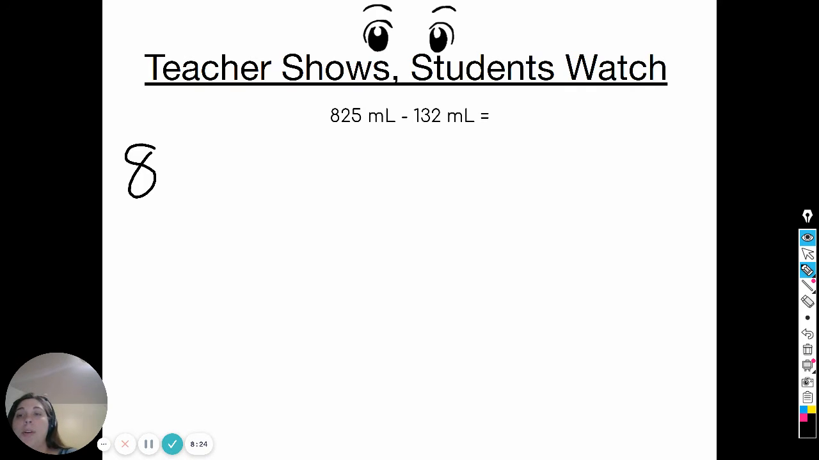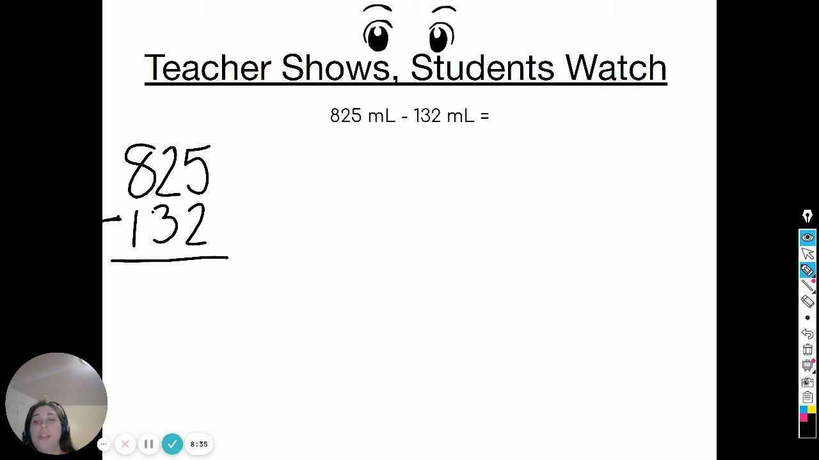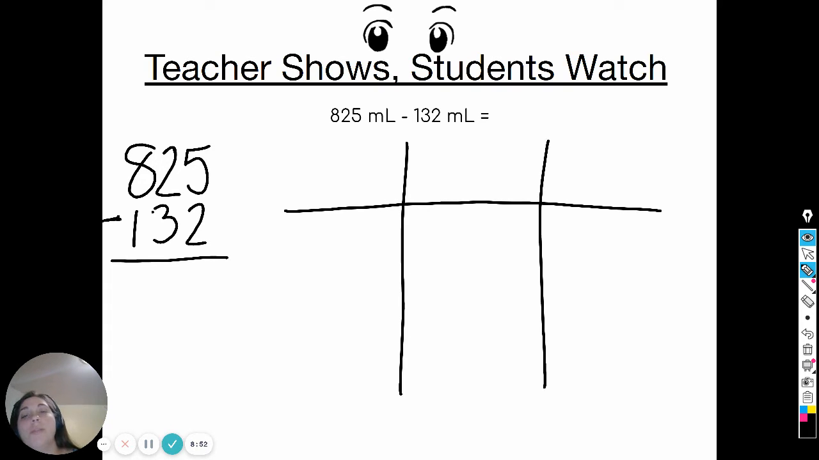So my 825 minus 132. Notice, just like in my addition sentences, I have the numbers right above each other. So the 5 is right above the 2 is right above the 3, and the 8 is right above the 1. I have the hundreds, the tens, and the ones all lined up. Next thing I'm going to do is draw my hundreds chart, just like we used with the addition. Hundreds, tens, and ones.